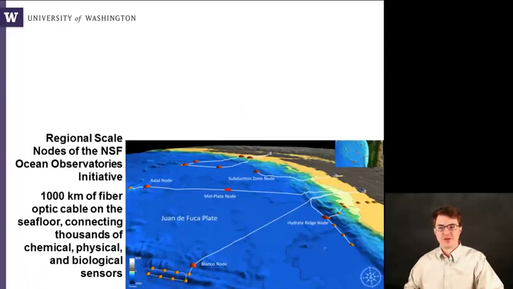In oceanography, the regional scale nodes of the NSF Ocean Observatories Initiative is a project led here at UW. Ocean Observatories Initiative is a multi-institutional partnership. The regional scale nodes part is run at the University of Washington. So this project has involved laying 1,000 kilometers of fiber optic cable on the seafloor, connecting thousands of chemical, biological, and physical sensors, including live video from the sea floor to monitor volcanic activity. Okay, so again, the database, if not a relational database, the data sets and data infrastructure required to support this effort is significant.